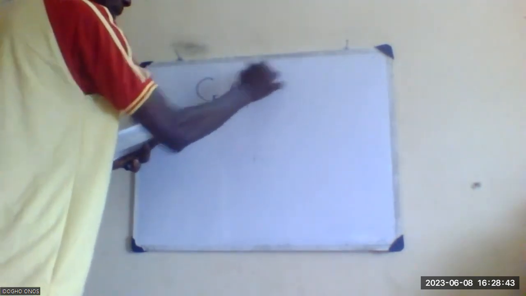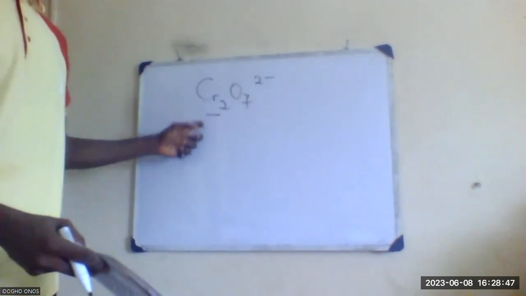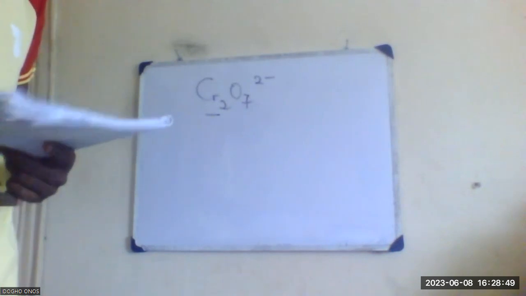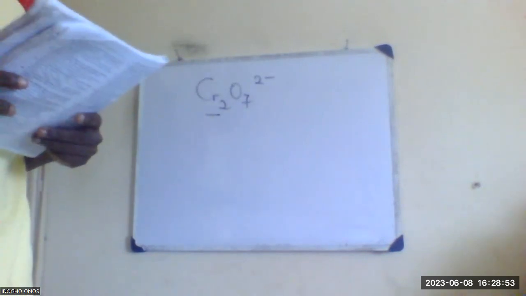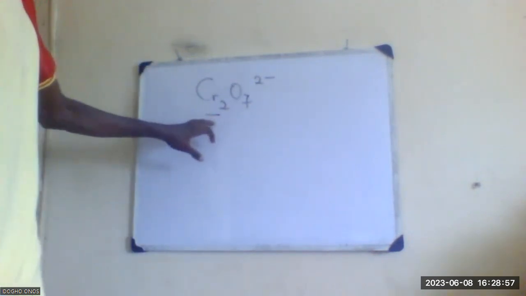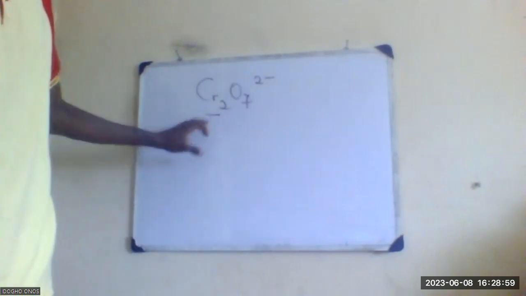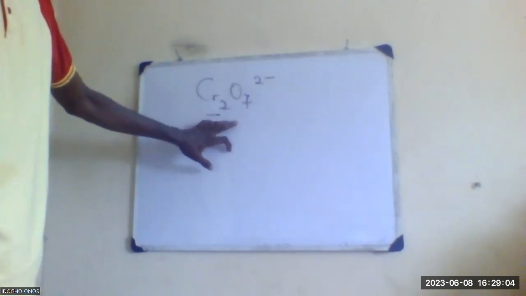Cr2O7 2 minus, oxidation number of Cr here. So let's try this as well before we go to something else. Oxidation number of Cr in this particular one? Plus 7. Plus 7, chromium, okay.